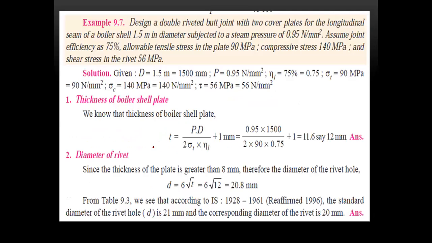Next, take the third one: the design of a double riveted butt joint with 2 cover plates for the longitudinal seam of a boiler 1.5 meters in diameter, subjected to steam pressure 0.95. The joint is 75% efficient, the allowable tensile stress is 90 MPa, the compressive stress is 140 and the shear stress is the same. D is given, P is given, efficiency is given, sigma t is given, tau is given. The thickness of the boiler shell plate t is obtained by adding everything up. The diameter of the rivet d is equal to 6 into root t, that is 20.8.